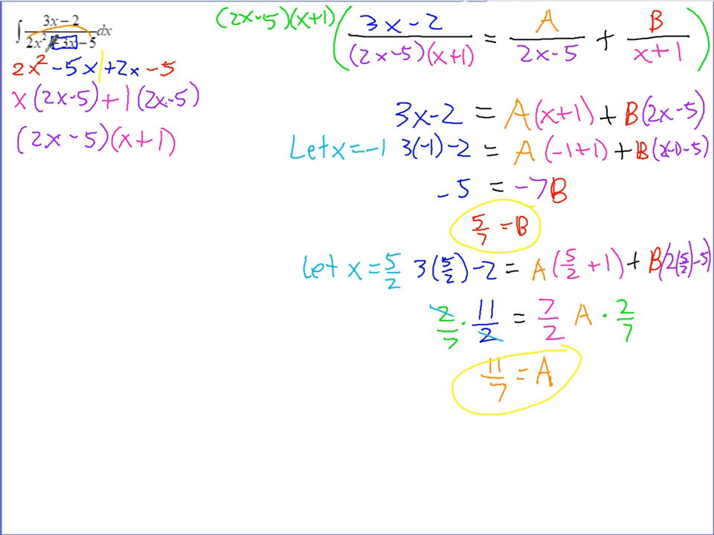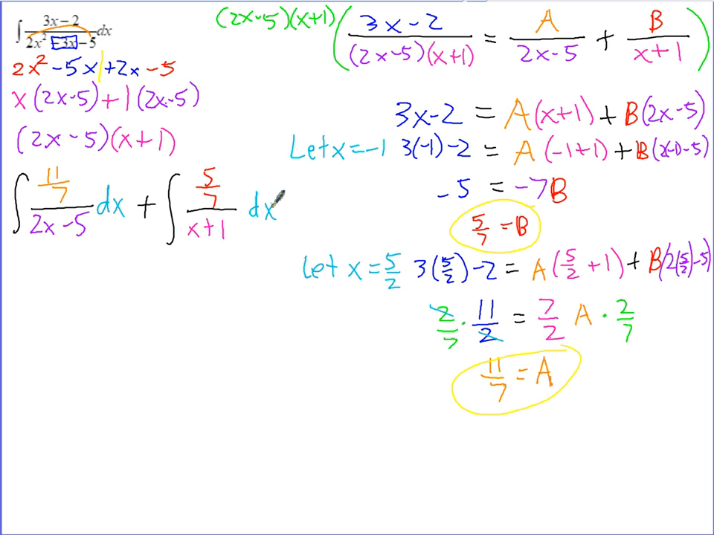So now we can take our original integral and split it into these two separate integrals. Remember, one of the properties of integrals, just like with derivatives, is that when they're added or subtracted, you can integrate each one separately. You can actually write it as two separate integrals. What I'm going to do is this first integral. We figured out a is 11/7 over 2x minus 5, and then times x. Plus b is 5/7 over x plus 1. Again, times dx.